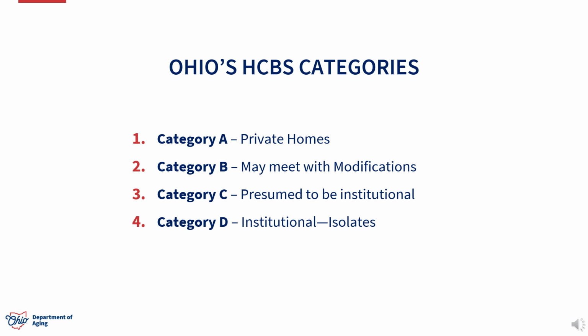Category C is one that is on one or more prongs. A setting in a publicly or privately operated facility that provides inpatient institutional treatment, a setting that is in a building on the grounds of or adjacent to a public institution, and a setting with the effect of isolating individuals receiving Medicaid home and community-based services from the broader community of individuals not receiving home and community-based services.